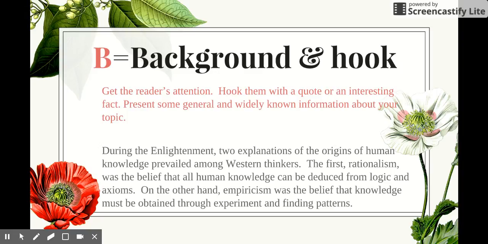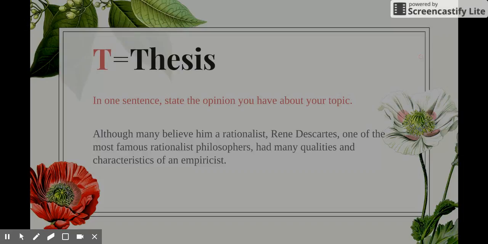During the Enlightenment, two explanations of the origins of human knowledge prevailed among Western thinkers. The first, rationalism, was the belief that all human knowledge can be deduced from logic and axioms. On the other hand, empiricism was the belief that knowledge must be obtained through experiment and finding patterns.